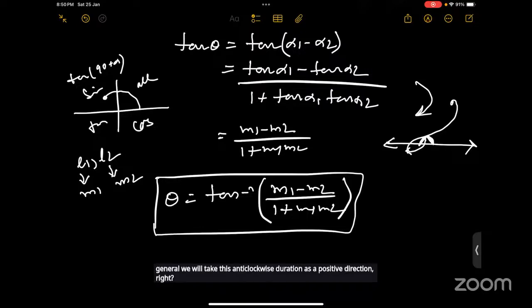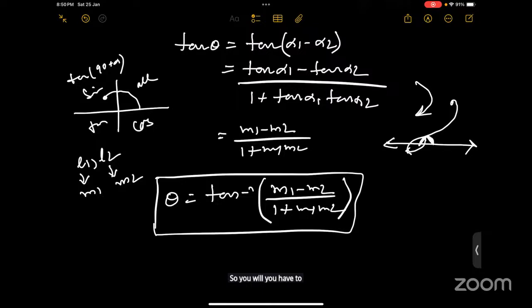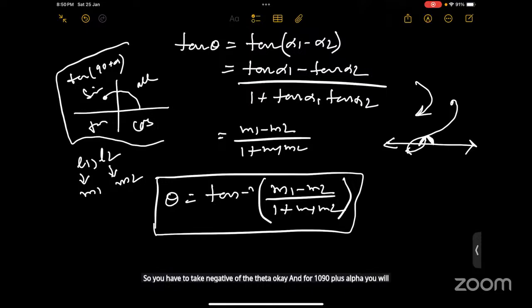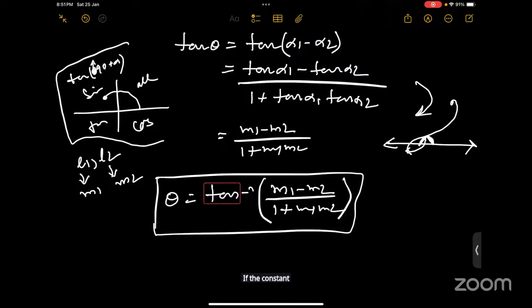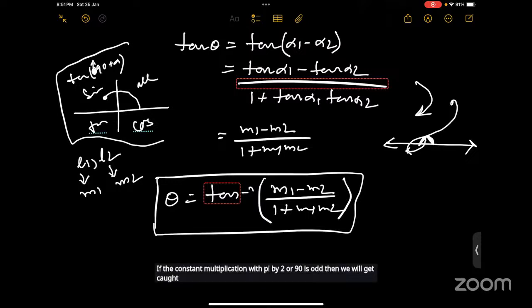So you have to take negative of the theta. Okay. And for tan of 90 plus alpha, you will get this. All, sine, tan, cos, you can consider the coordinate systems, then you can calculate it. If the constant multiplied with pi by 2 or 90 is odd, then we will get cot. And if you are in the coordinate of tan theta, you will get a positive value.